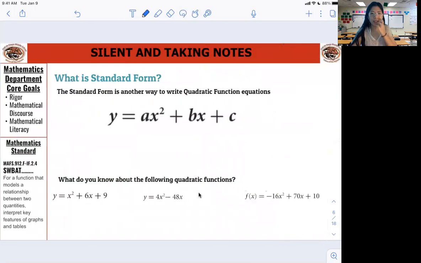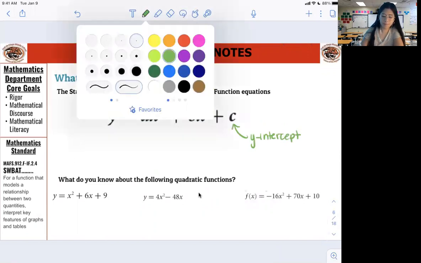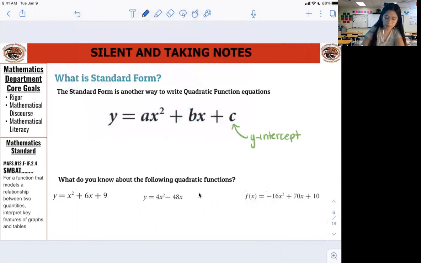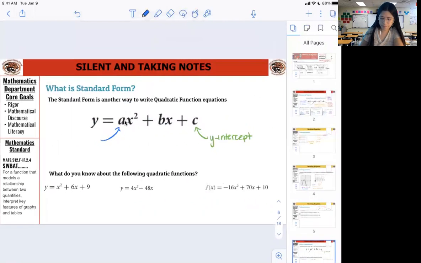Let's move on. Standard form. What does standard form tell you? Y-intercept. Good. This is where we can look at the y-intercept. It's right here. What else does standard form tell you? A. Yeah. And is A something different than vertex form or the same thing as vertex form? Same thing, yeah.